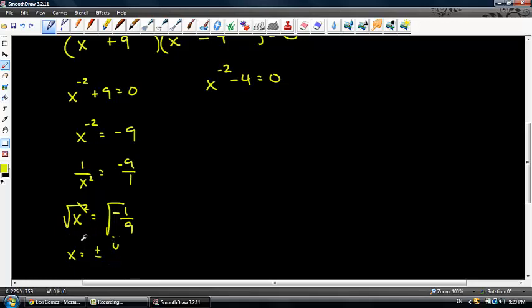Actually, I'm going to slow that down for you. I'll do that part one more time. Remember, when you take the square root of a fraction, it's the square root of the top over the square root of the bottom. The square root of negative 1 is i. The square root of 9 is 3. And don't forget, it's an equation, so it's plus or minus.